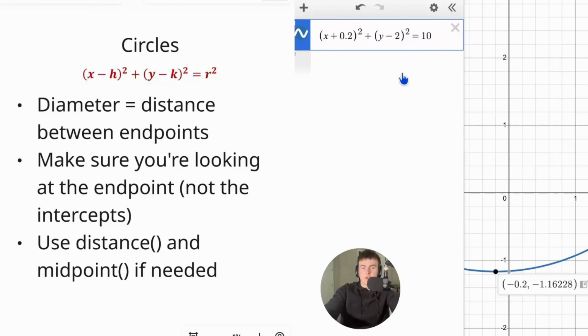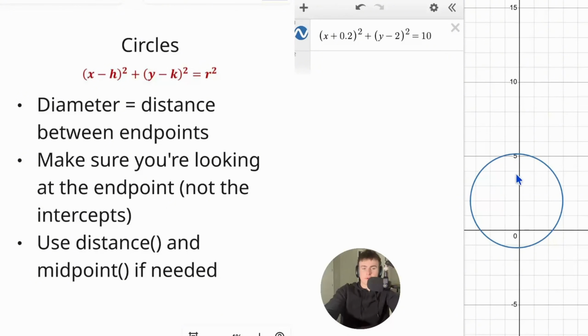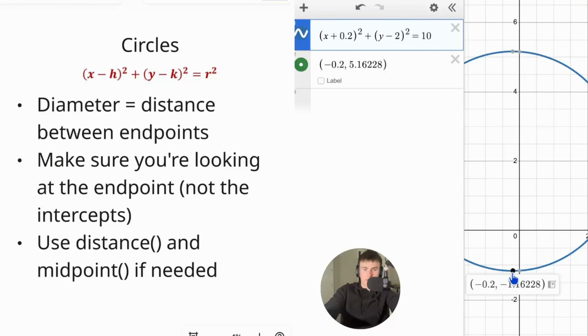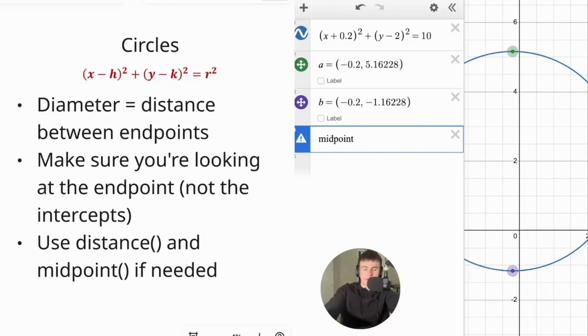And like I said, you can use the distance function or midpoint if needed. Let's say, for example, you wanted to find the center of the circle. All you do is take this point right here, and then this point right here. Make sure it's the endpoint. Take my own advice. And then let's just say this was A, this is B, and then just do midpoint between them. This would be the center, because the center is in the middle of the circle, right? It's between the two endpoints. So just do this. The midpoint is going to be negative 0.2, comma 2. That is the midpoint, or the center.